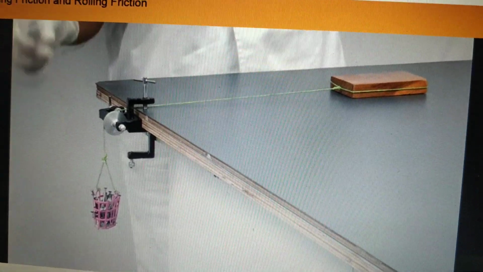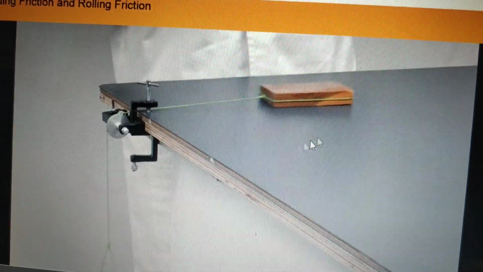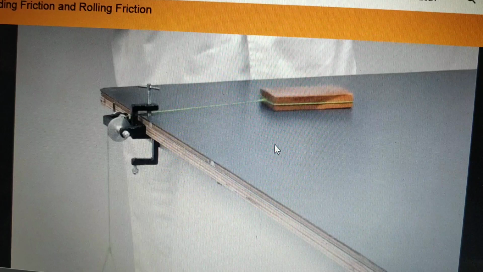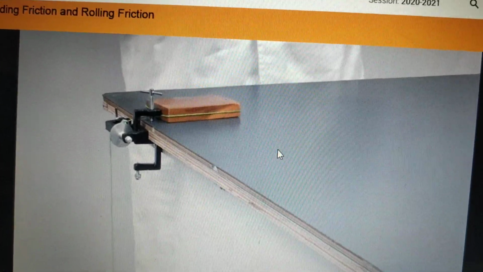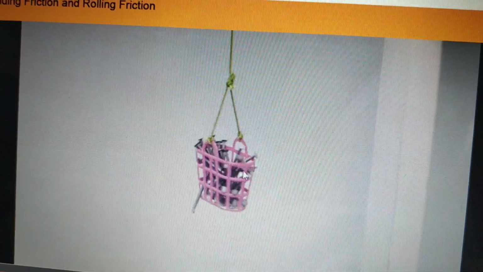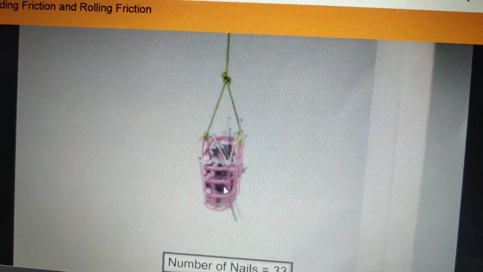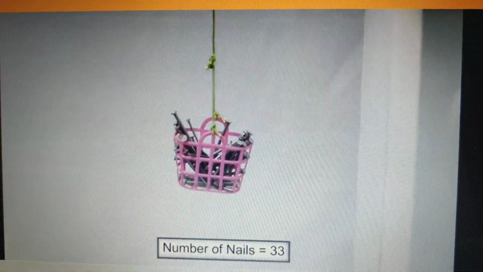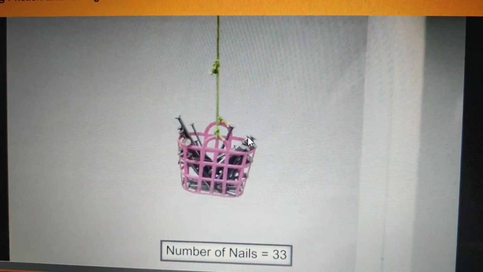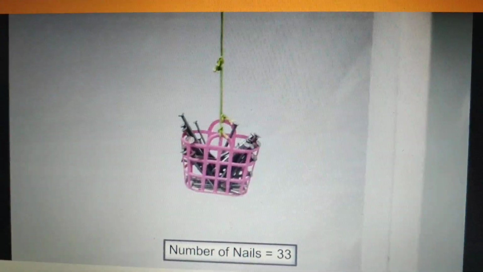So see, we have to observe the instant when the wooden block moves, right? We have to note that. After that we have to note the number of iron nails that are collected in the basket. So at this point the number of nails collected in the basket is 33, as you see. Okay.